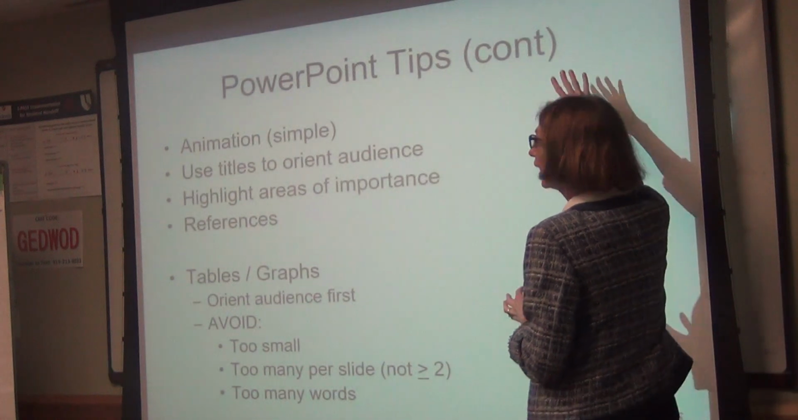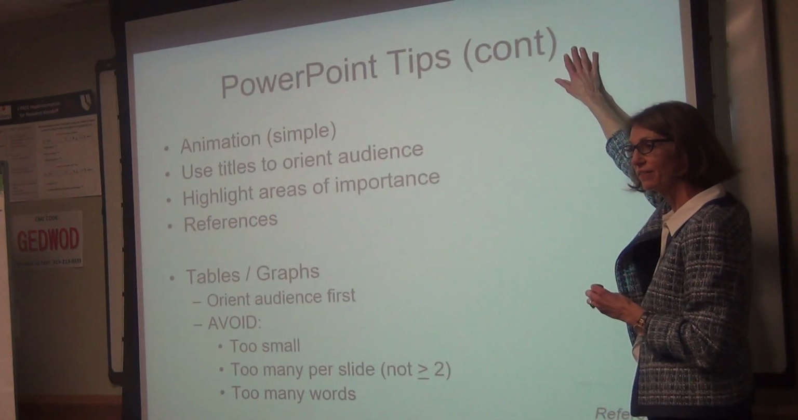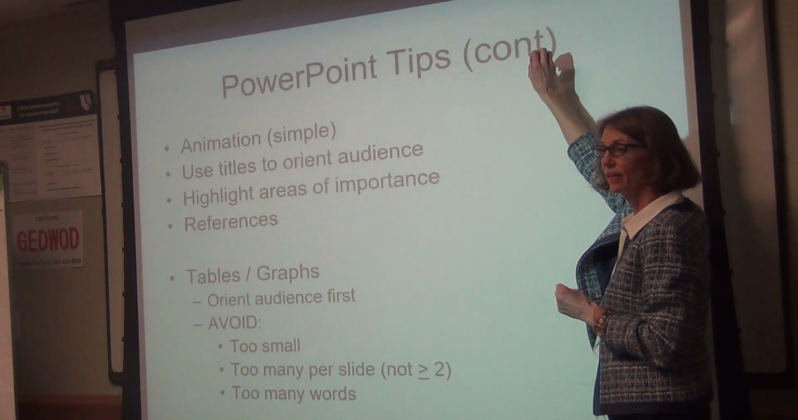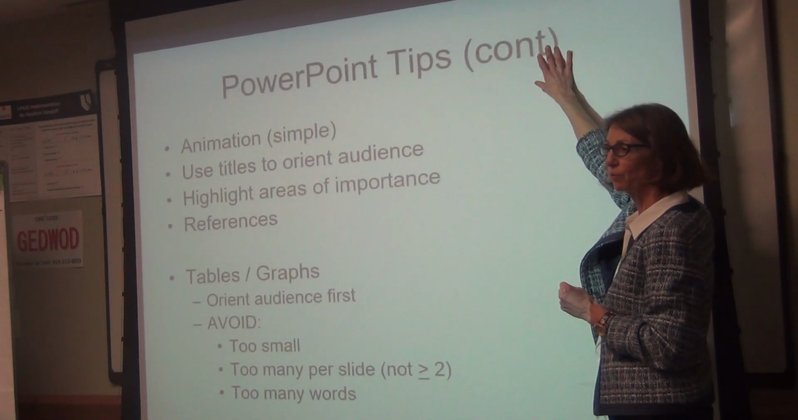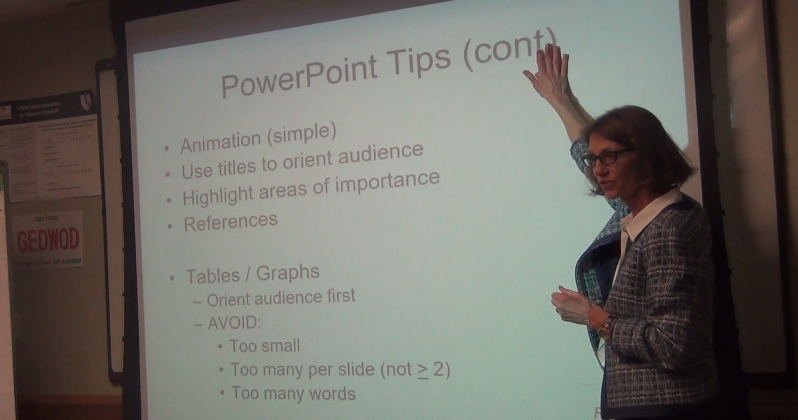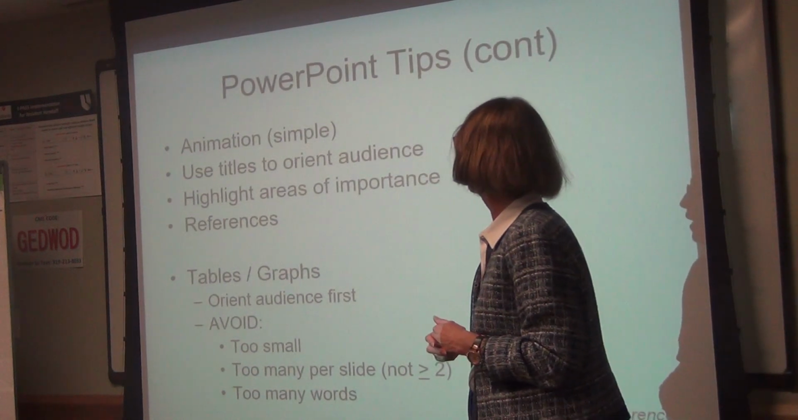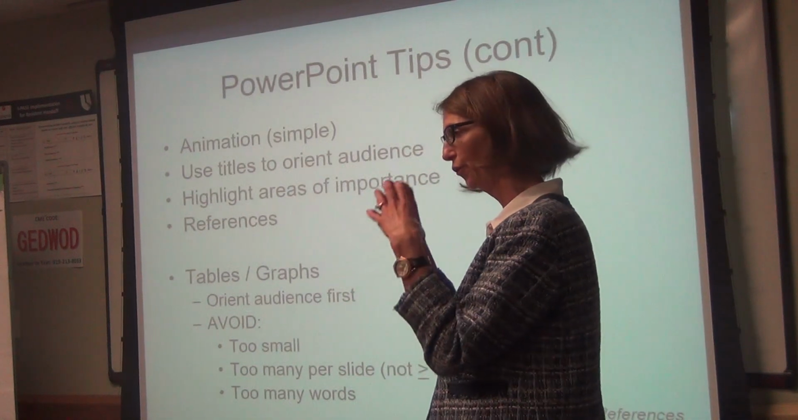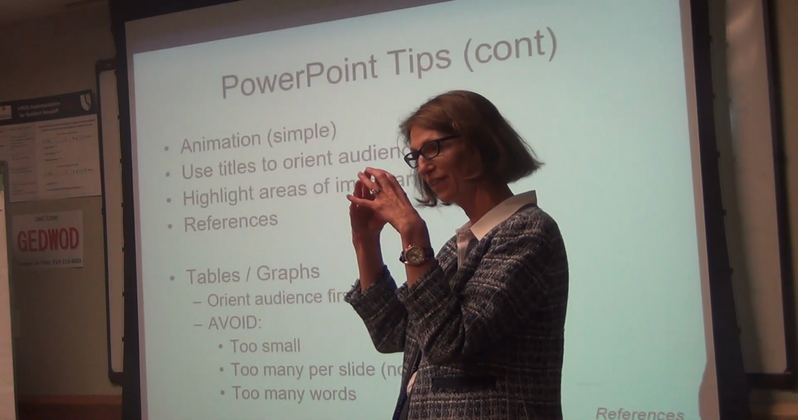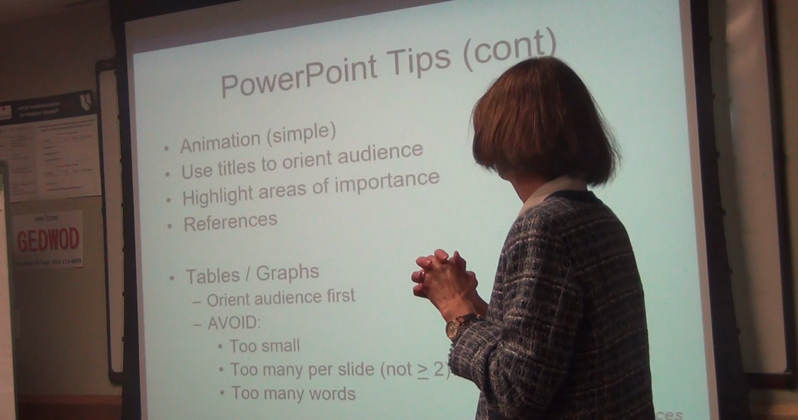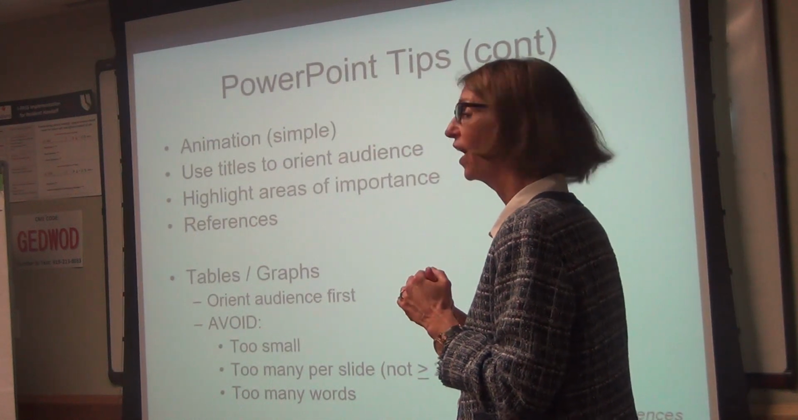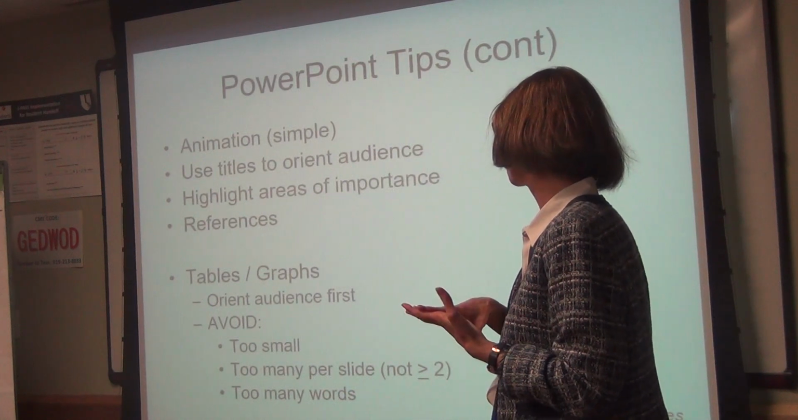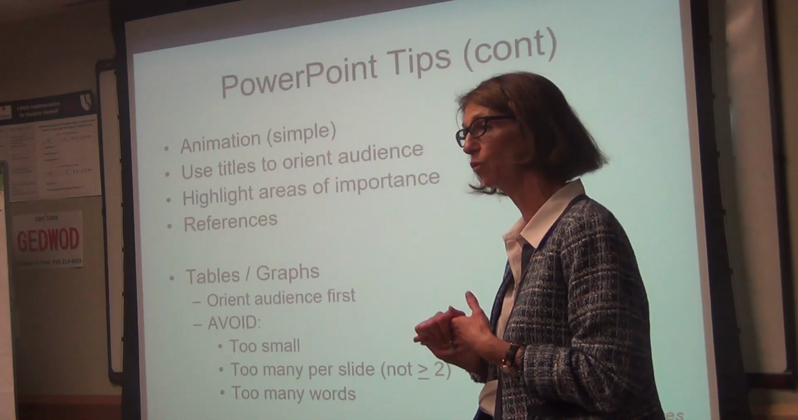Titles, I think it's really helpful to have titles that orient the audience, okay? Like community acquired MRSA, increasing prevalence in hospitals or something, and then you give the data. Highlight what's important. You can use circles, and make sure they're weighted enough so that you can really see what's important. Tables, graphs, orient the audience first, the x-axis, the y-axis. Try and not make it too small, too many per slide, too many words.